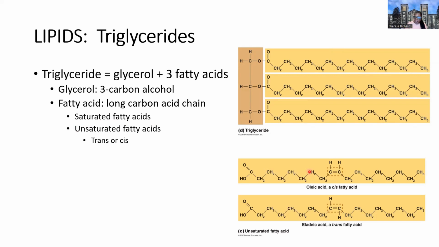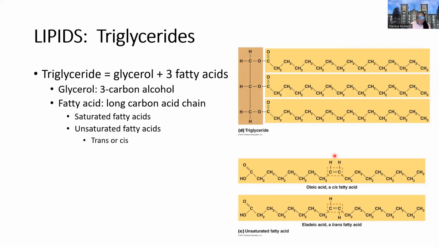We could, in fact, make additional carbon bonds or carbon chains attached because we do have a double bond involved in this chain. So this is a saturated fatty acid, and this is an unsaturated fatty acid.